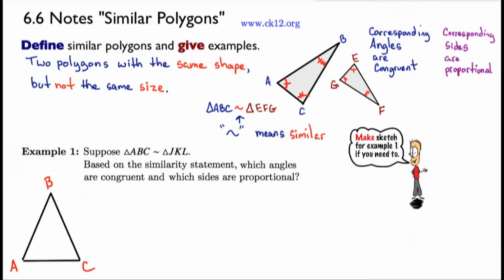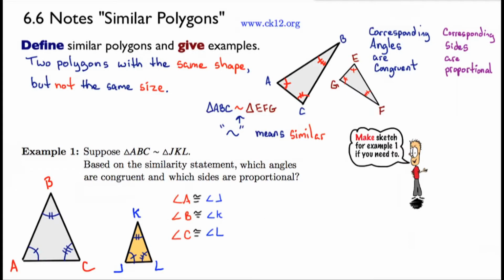Example 1. Suppose triangle ABC is similar to triangle JKL. Based on the similarity statement, which angles are congruent and which sides are proportional? Okay, so that would mean that angle A would go with angle J, angle B would go with angle K, and angle C would go with angle L. So those pairs are congruent.